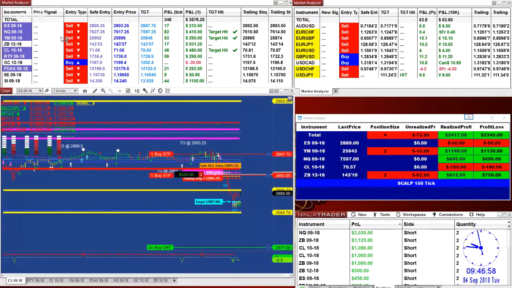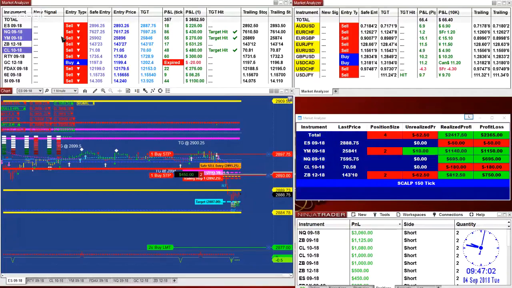For the ones that just join us, we have actually three different automated systems right there. What you're looking at, this one here in the left upper corner, this is your market analyzer.